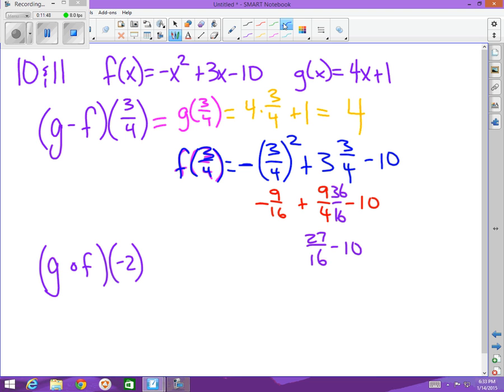And if you want to put that as 10 over 1, in terms of 16, that becomes 160. So 27 minus 160 is going to equal a negative 133 over 16. And so now you have f is negative 133 over 16. Oh, yeah. I thought about that negative sign, but we took care of that. Okay, so you've got this answer here.